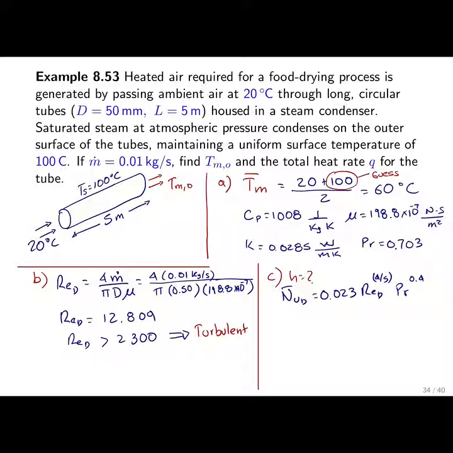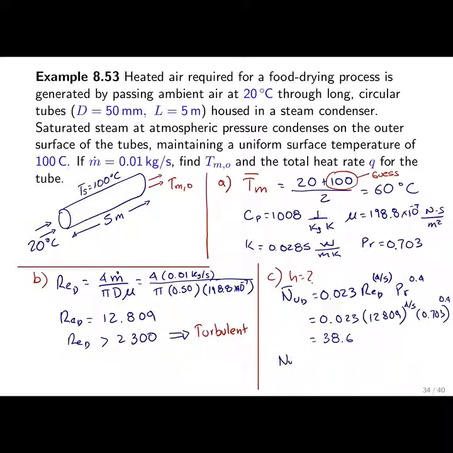We already computed the value of Reynolds, and we know Prandtl from the properties of the fluid. So we can just replace: this is 0.023 times Reynolds, which is 12,809, to the 4/5, times Prandtl, which is 0.703, to the 0.4. So finally, Nusselt is equal to 38.6.